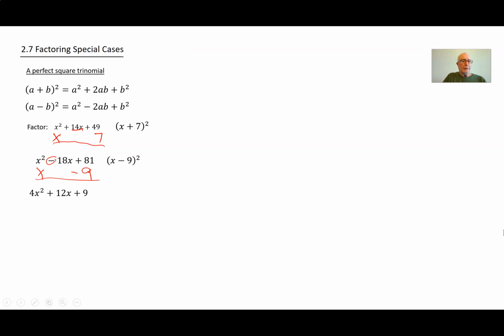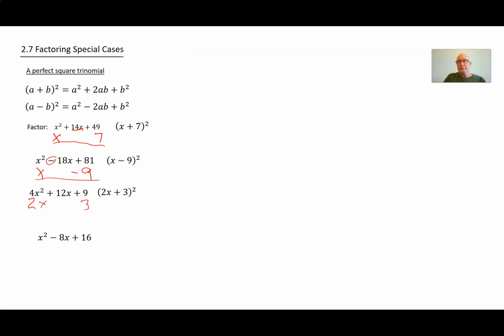All right, what if there's a number in front of the x squared? Well, if it's a perfect square, then we're still doing the same thing. 4x squared, the square root is 2x. 9, the square root is 3. Is 2x times 3 times 2 equal to 12x? 2 times 3 is 6 times 2 is 12. So yes, that's a perfect square. So that factors to (2x + 3) squared.